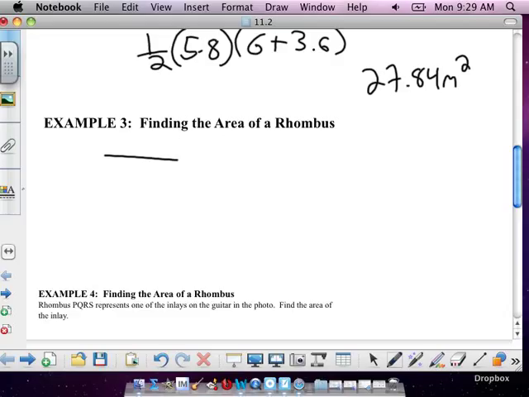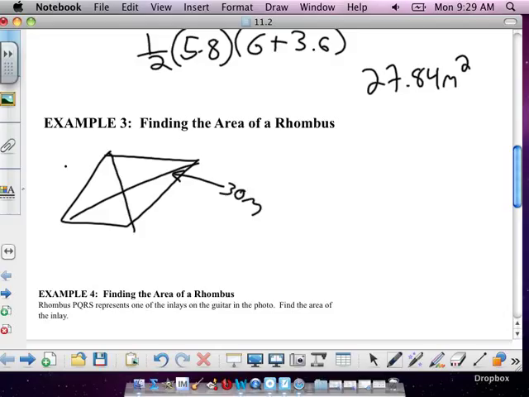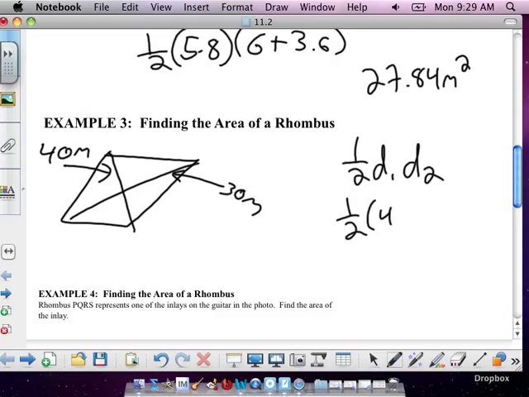So we have a rhombus. One of the diagonals is 30 meters. The other diagonal is 40 meters. What's the area of a rhombus again? 1/2 diagonal 1 times diagonal 2. So it's 1/2, 40 times 30. So it's simply 600 meters squared.